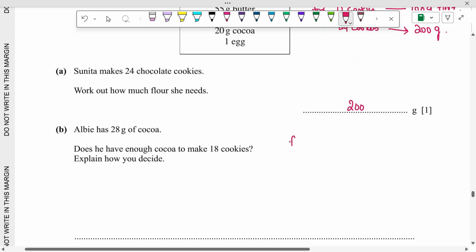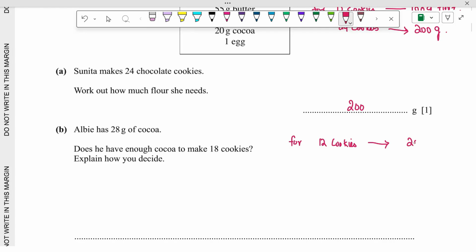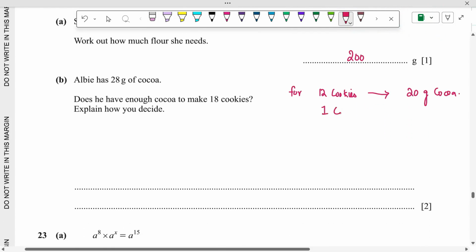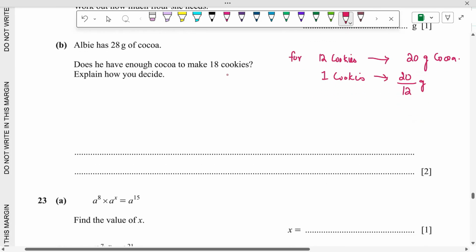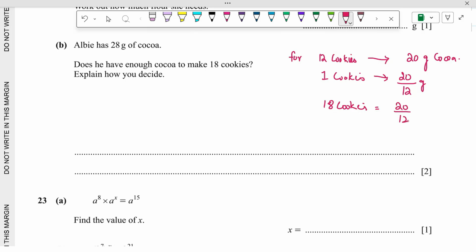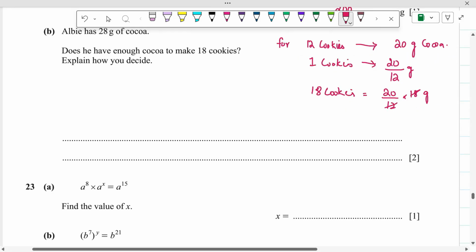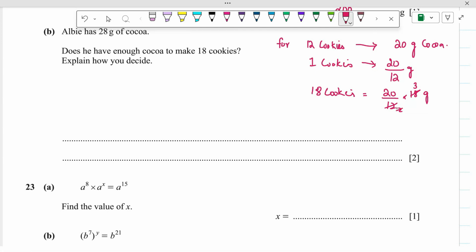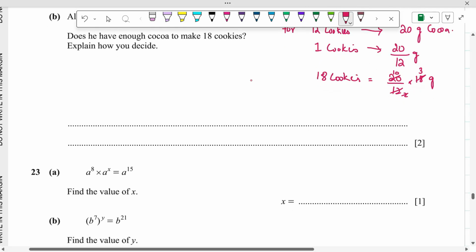So, for 12 cookies, 20 gram of cocoa is needed. For one cookie, 20 over 12 gram will be needed. Okay. For 18 cookies, 20 gram over 12 times 18 gram of cocoa will be needed. So, this one will be 10. 10 times 3 is 30 gram.